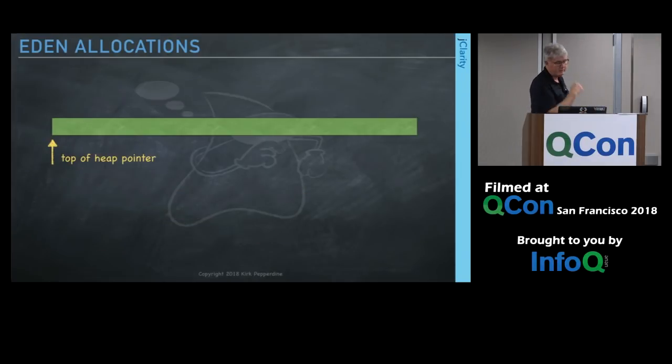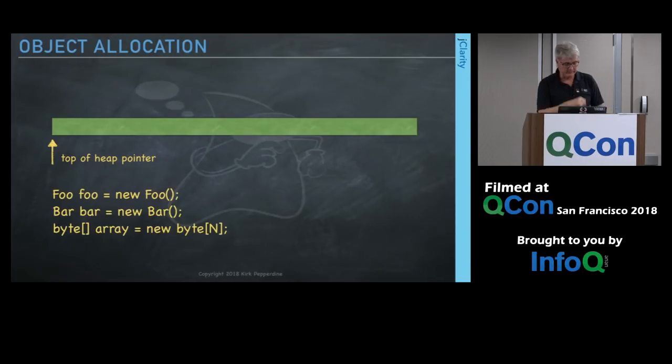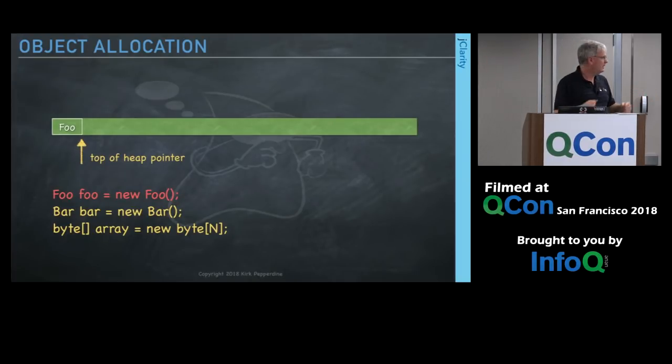Okay, so let's talk about an Eden allocation first. We generally have this top of heap pointer, and then when we execute some code here, here's my very cleverly written code. You can see that I've got a couple of foos and a bar and a byte array. We're going to allocate the foo first, which means I'm going to do what's known as a bump and run. I bump the pointer up, claim the memory, and then I can just dump the data in there. Then I have to go through a few barriers to make it visible to everybody. And life is good.